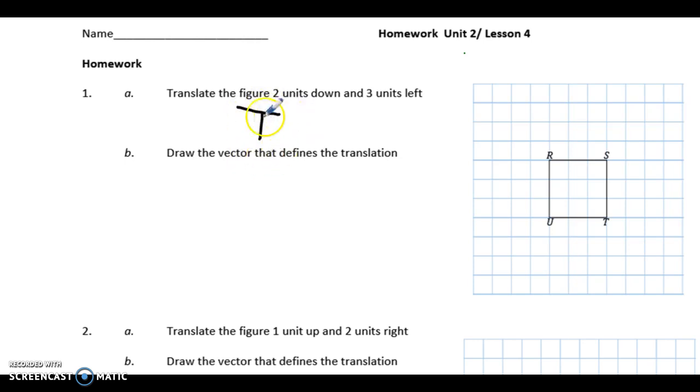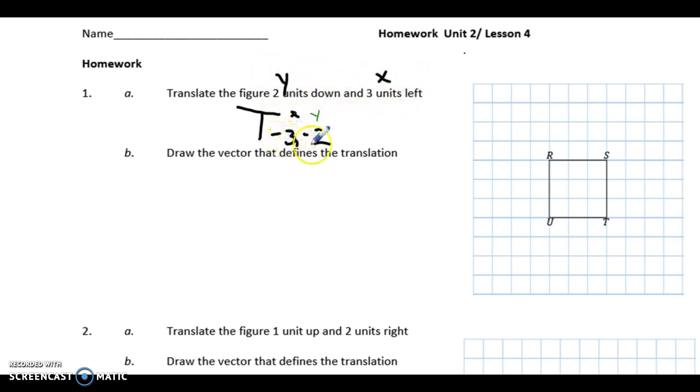A capital T denotes translation, and 2 units down would be my Y value, and 3 units to the left would be my X value. So be careful here because the X comes first. What I do to the X comes first. 3 units left would be -3, and then 2 units down would be -2. Now they didn't actually ask me to write that, but I just wanted to make sure you know that this goes X comma Y, and X is left or right, and Y is up or down.